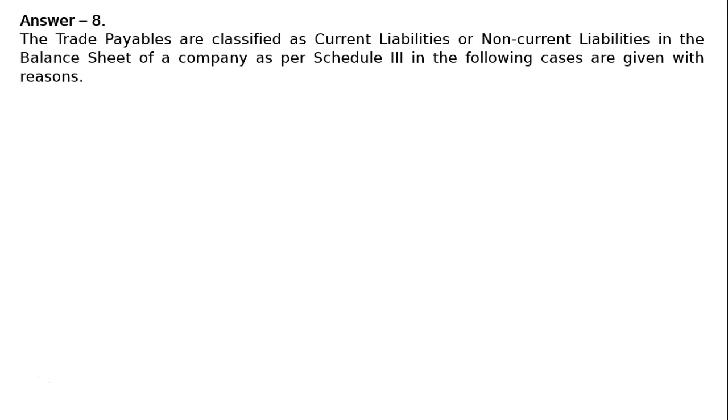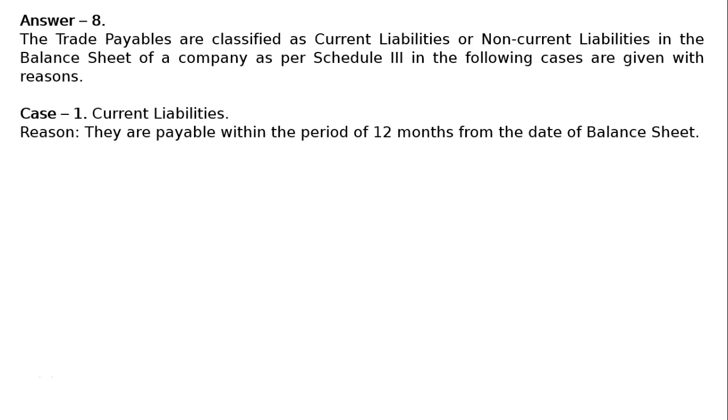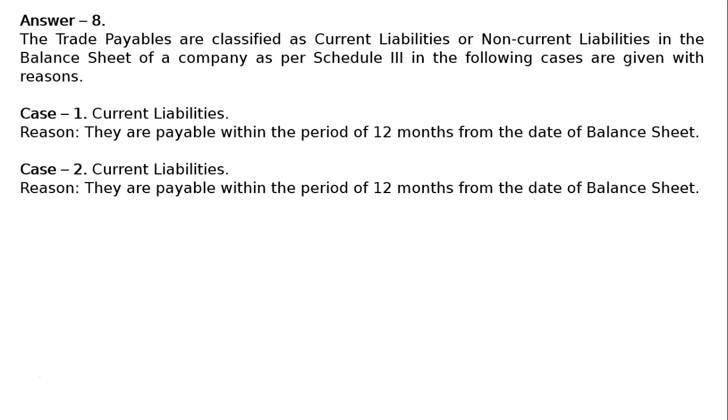Here, case 1. Operating cycle period is 10 months and expected payment period is 11 months. Hence, in case 1, it is a current liability. Reason: they are payable within the period of 12 months from the date of the balance sheet. Case 2, operating cycle 10 months and expected payment period 12 months. That is current liabilities, because they are payable within the period of 12 months from the date of the balance sheet, and the operating cycle is also less than a year, 10 months.